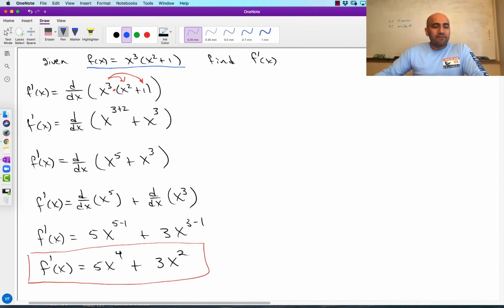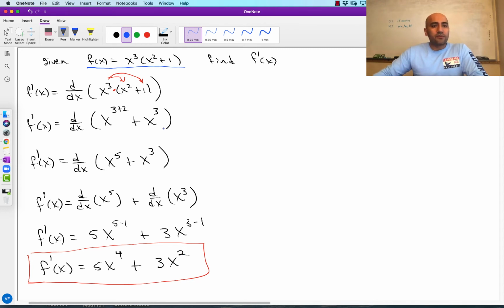Okay, so this is definitely the correct answer. Given that this is our given function, f of x equals x cubed times x squared plus 1, we can follow this process. We can rely on some of the theorems we've already learned, some of the rules we already know, and we can definitely get the correct answer. So the derivative with respect to x of this function is 5x to the 4th power plus 3x squared.